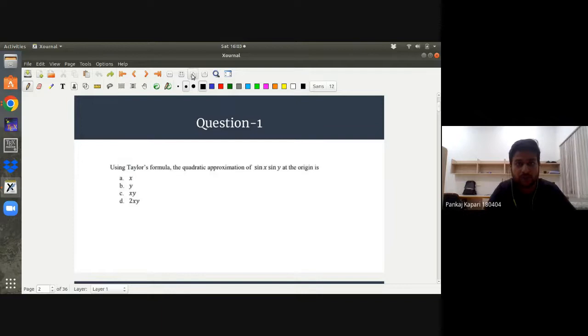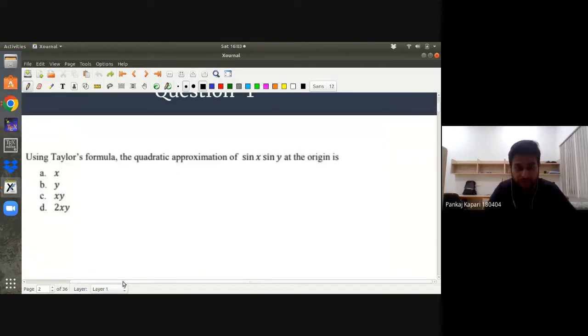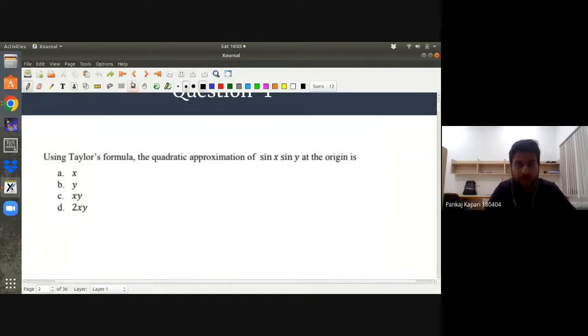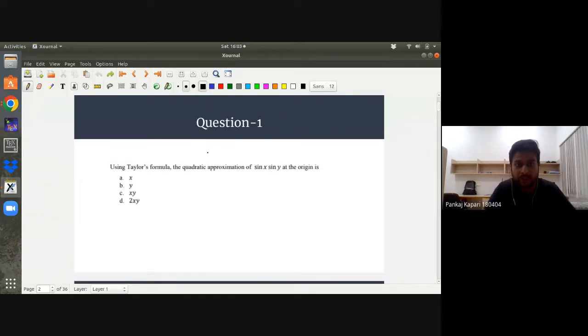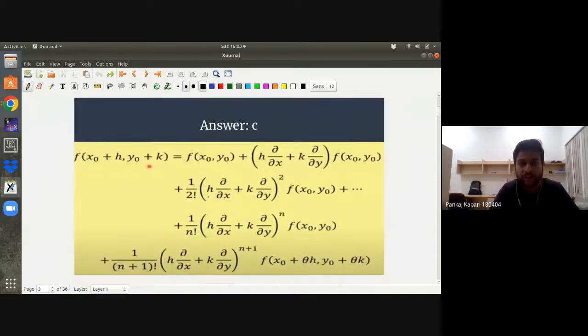So this is the first problem, which says that using Taylor's formula, we have to find the quadratic approximation for the function sin x into sin y at the origin. Here is Taylor's theorem. This is the expansion for a function of two variables, where we are expanding the function around the point (x naught, y naught).